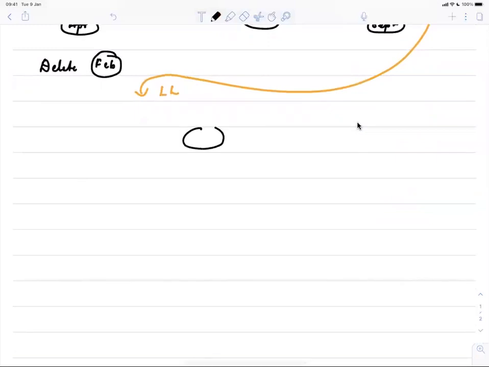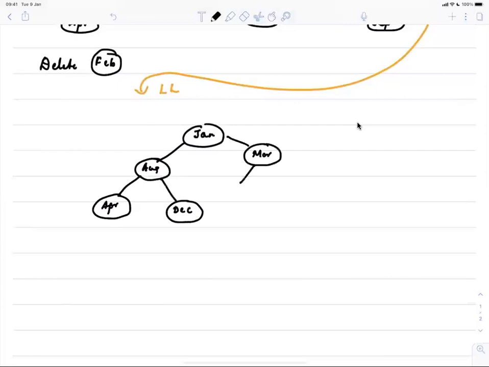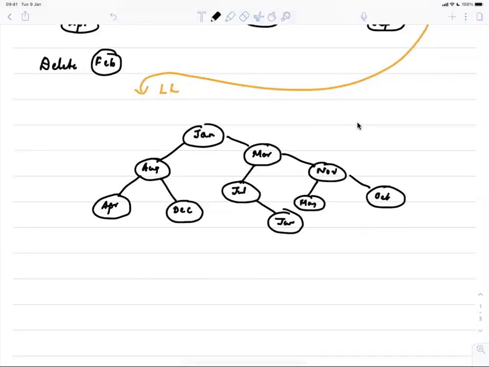April, December, March, July, June, and November, May, October, and September.